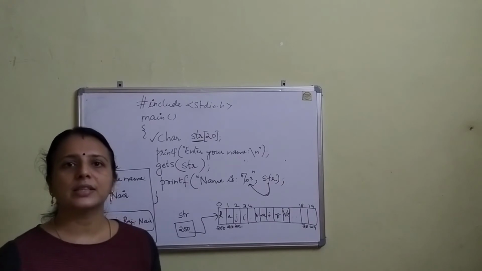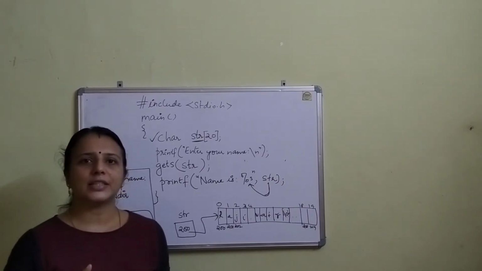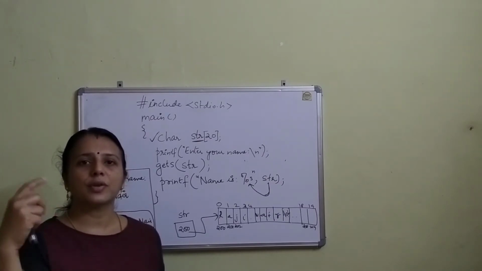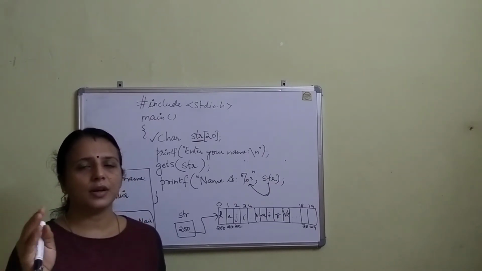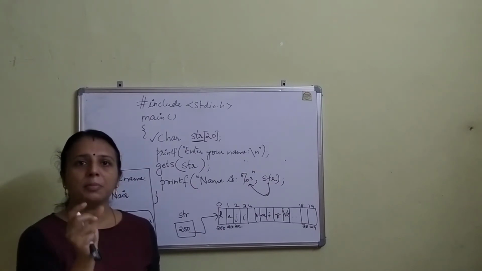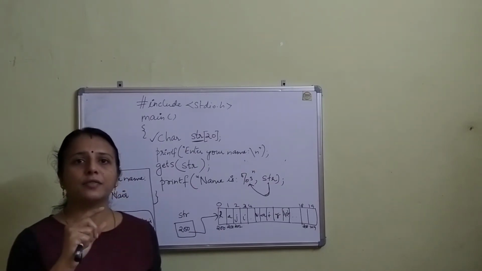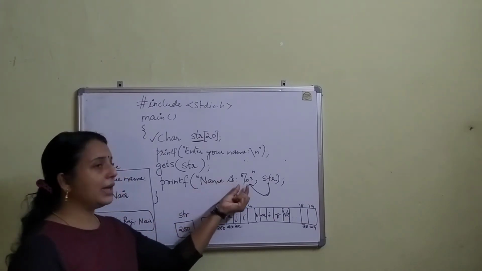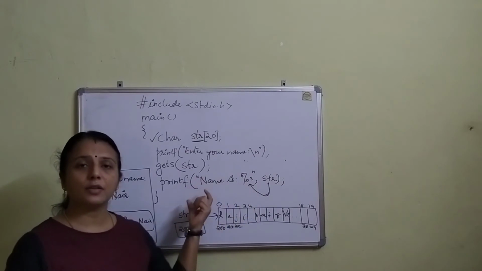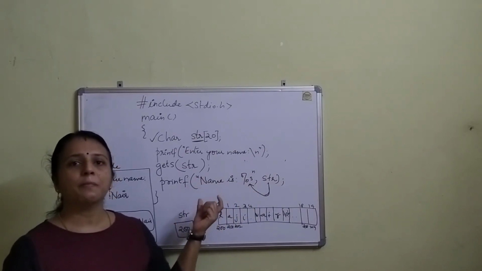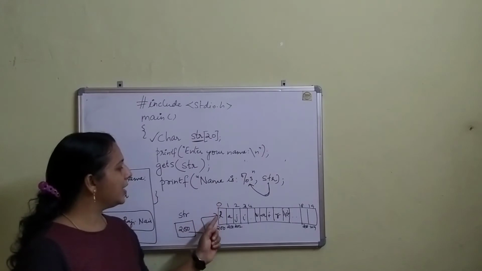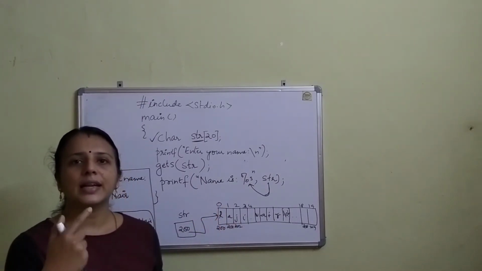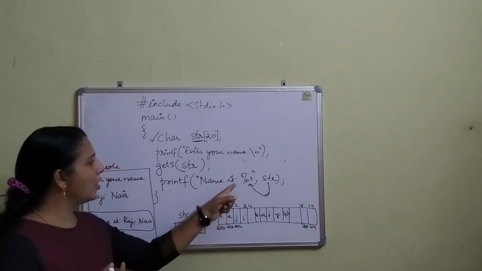This %s is going to take only one word at a time. Why? Because when it finds a space character, it is not going to read the next word after that. So it will be taking only one word at a time, and after that it will be putting the null character at the end. And when you are using the same %s format specifier in the printf statement, what happens? This %s will read all the characters which are present in the character array till it finds a null character. So this is the way it acts.